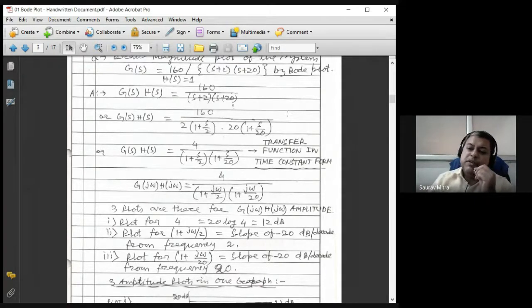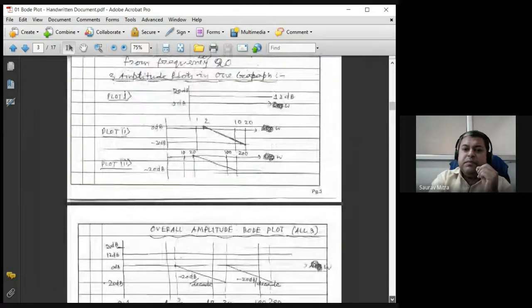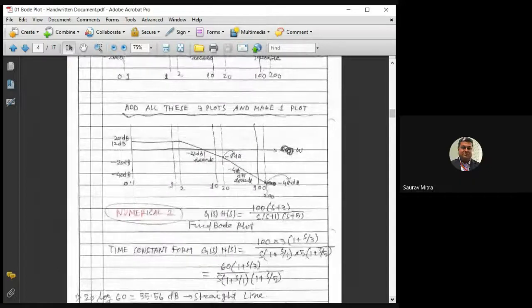And there you keep on substituting omega values. Start from like 0.1, then 1, 2, 10, 50, 100, 1000 and 10,000. Likewise, some 7 or 8 values you can plot, and the maximum phase difference will be minus 180. So that you can find. I have not plotted the phase for this; I have only shown the amplitude.